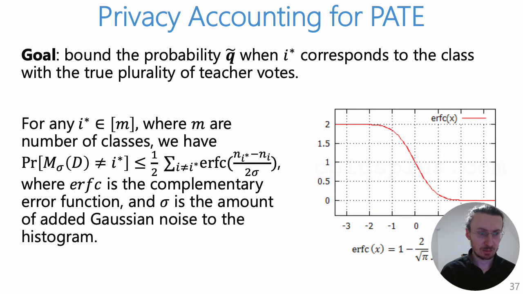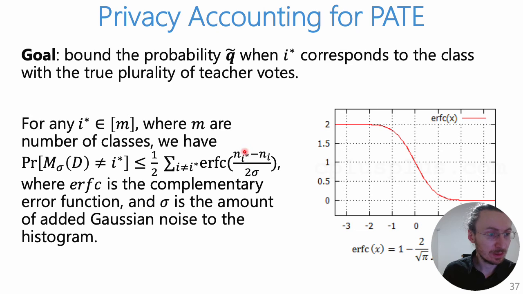The question is how to bound the probability Q tilde. This I star defines the class with the true plurality, so the class for which teachers voted most. And then we consider this I star as being one of the M classes for a given task. And here is how we bound this probability. The probability is bounded by using the ERFC, which stands for the complementary error function. And then let us interpret this inequality. So when the probability that the incorrect class is returned is less than a specific value.